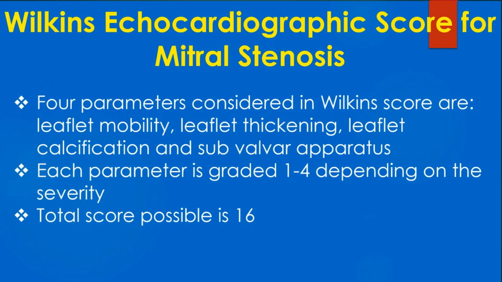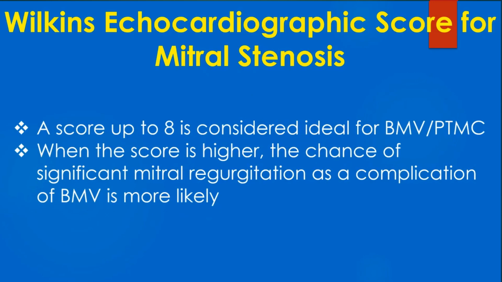4 parameters considered in Wilkins score are leaflet mobility, leaflet thickening, leaflet calcification, and subvalvular apparatus. Each parameter is graded 1 to 4 depending on the severity. Total score possible is 16. A score up to 8 is considered ideal for BMV. When the score is higher, the chance of significant mitral regurgitation as a complication of BMV is more likely.